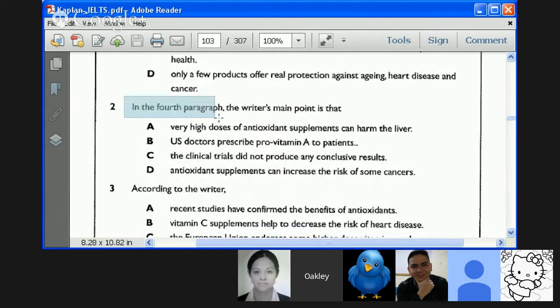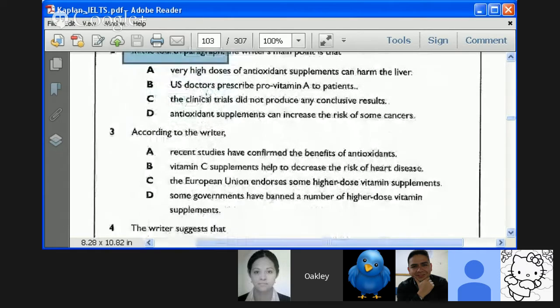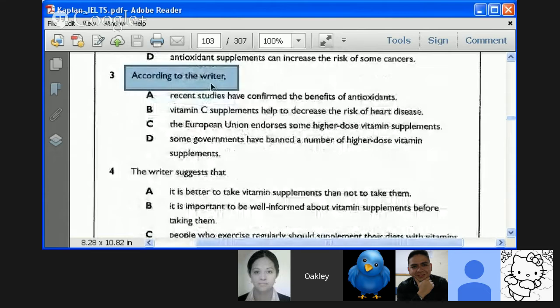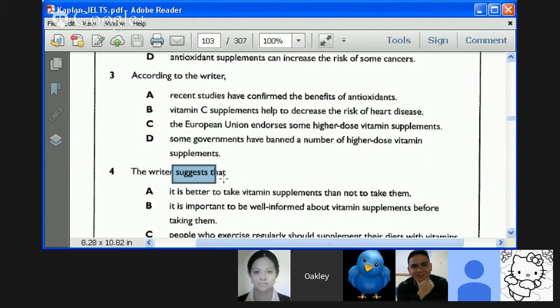All right, question number 2 says in the 4th paragraph. I know exactly where to look. According to the writer, this is wide open. This is trouble. This means I have no idea where to look. The writer suggests that, okay, this suggests that this may be a conclusion. I may have good luck looking for this at the end, but maybe not.